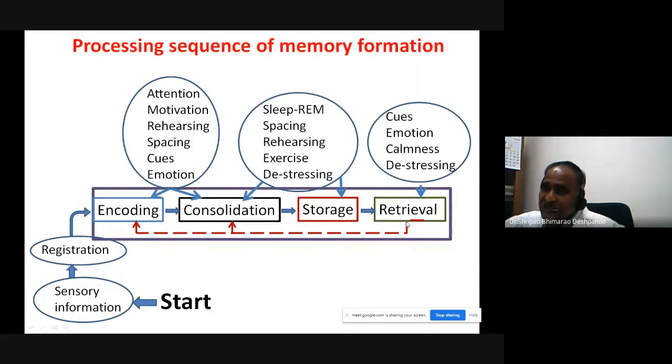Now, another thing: when you retrieve a particular piece of information, what happens? There are two benefits. It comes back and tries to consolidate. That means it becomes a strong storage. The more and more you do, the more it becomes fine, and you will comprehend that particular topic better. So when you retrieve, it will improve the encoding, the consolidation, and the storage. This is the sequence of the process of memory formation. Okay, so now move on to this.